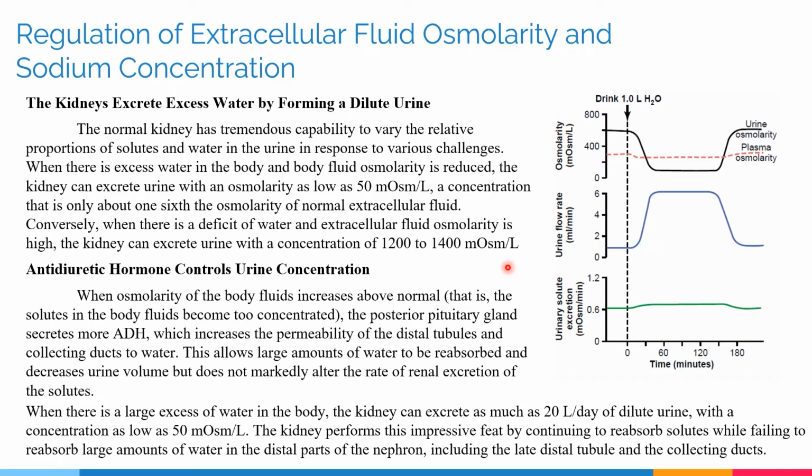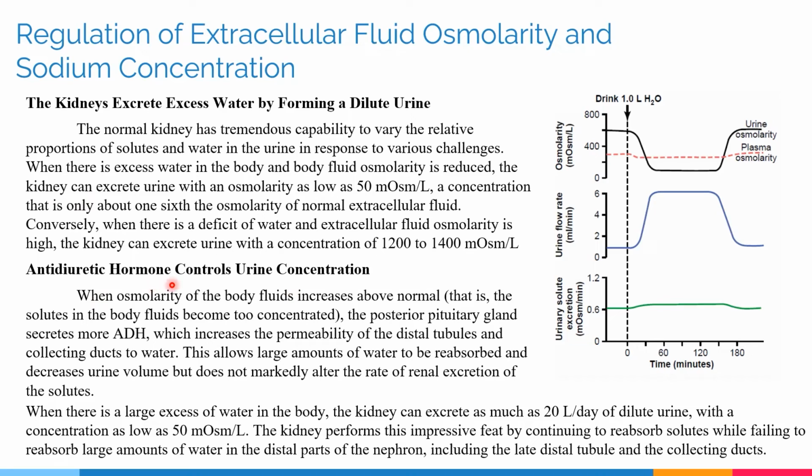On the other hand, when there is a deficit of water and water needs to be conserved in the extracellular fluid inside our body, the kidney can excrete urine with a high concentration. That is, the amount of water in the urine is very, very low. And thus, it makes sure that water is retained in the body itself.